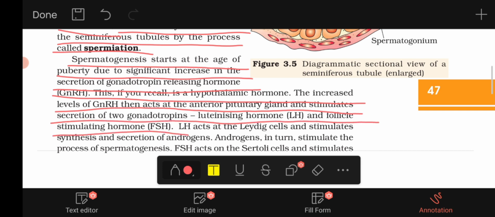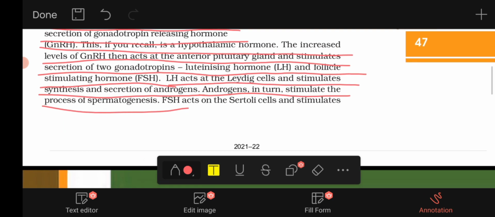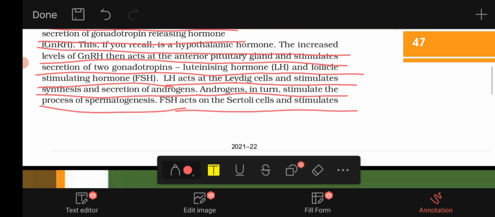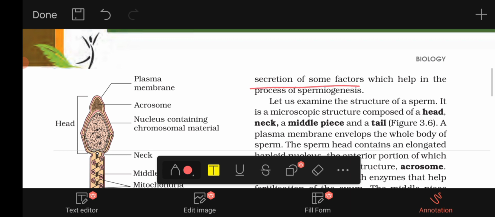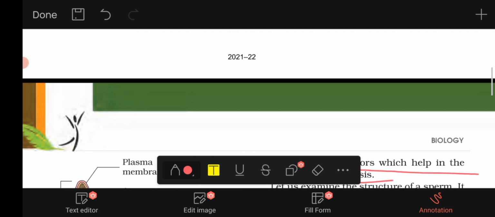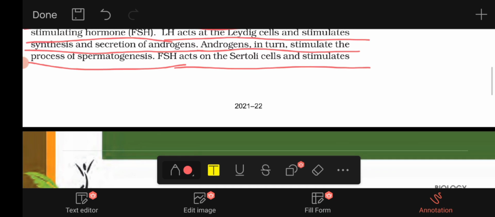LH acts on the Leydig or the interstitial cells and stimulates the synthesis and secretion of the androgens, whereas FSH acts on the Sertoli cells and stimulates the secretion of some factors which help in the process of spermiogenesis, that is, transformation of spermatids to spermatozoa or sperms is called spermiogenesis. And the androgens which are produced also stimulate the process of spermatogenesis.